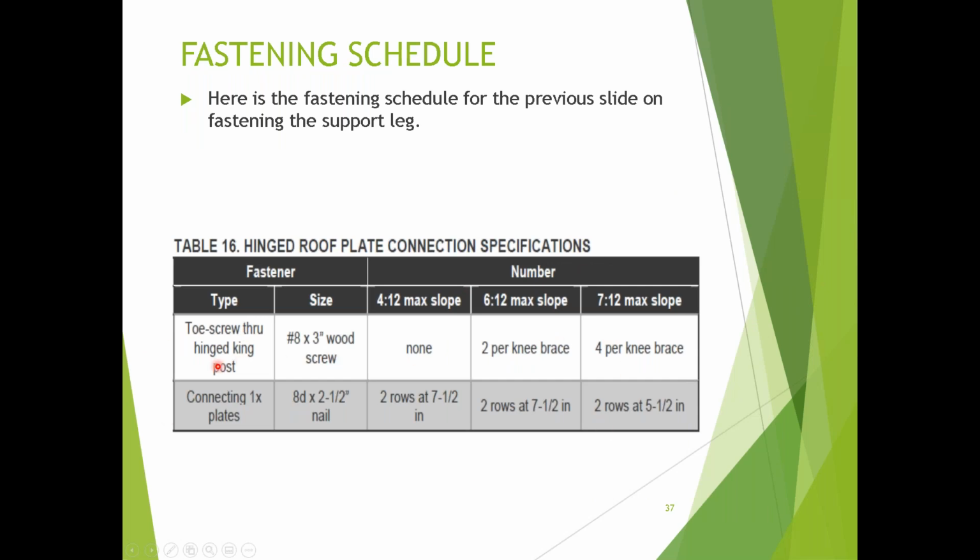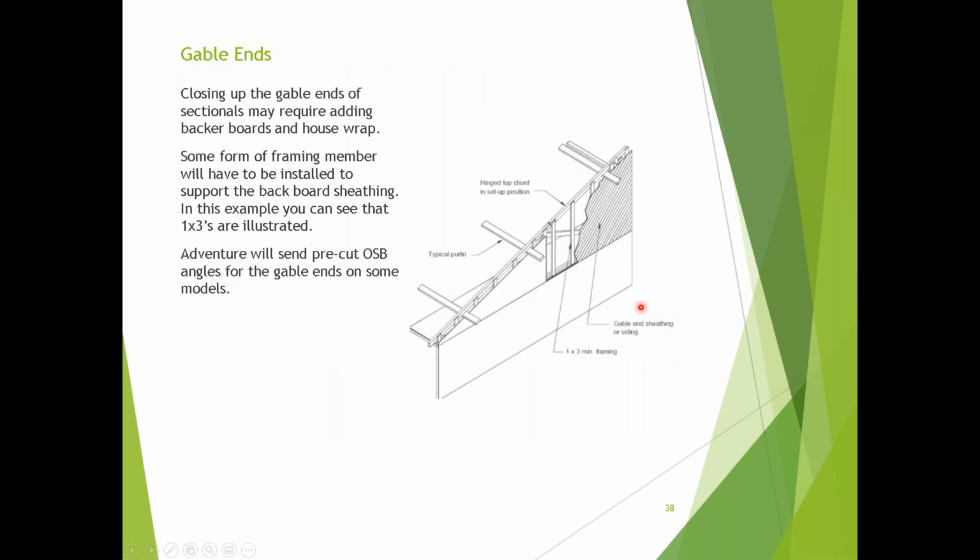This is the fastening schedule for that. I'm going to go to the gable ends. When closing up the gable ends, this happens to show there's a hinge there, but it's true whether it's a 312 fixed roof or a hinge roof. And the Denture uses 512s and 712.